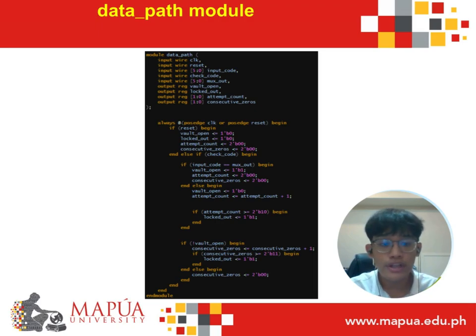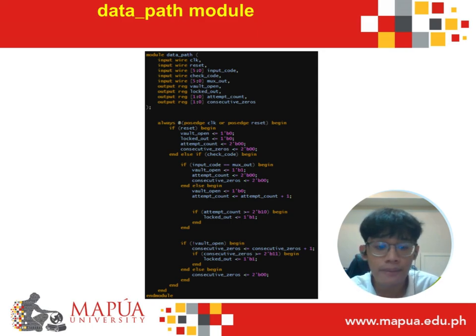Now let's move on to the data path module. In the data path module, we have our registers as well as our different wires. The main goal of this module is to be able to determine whether the vault will open or close. In this code, it is able to identify that there are consecutive zeros or consecutive failed attempts that will equal closing the vault door.